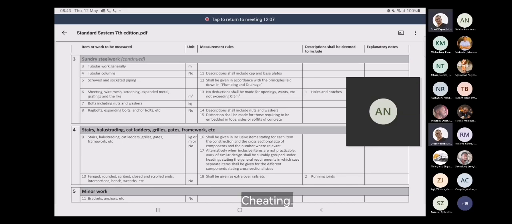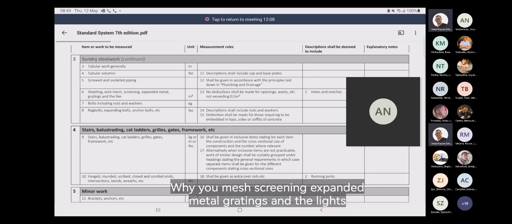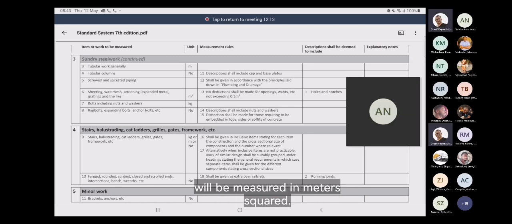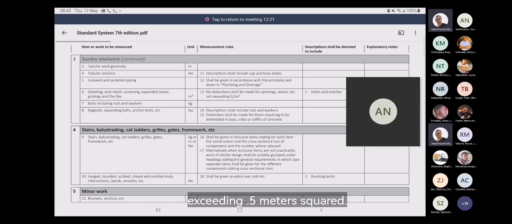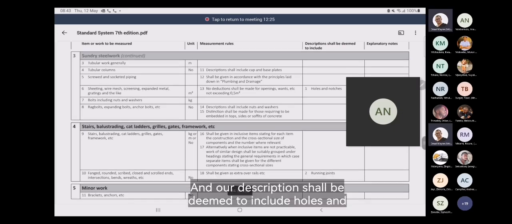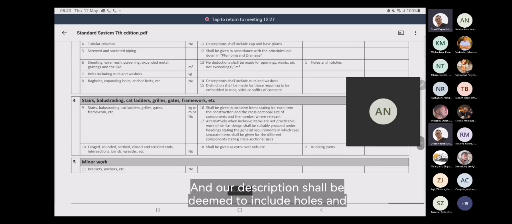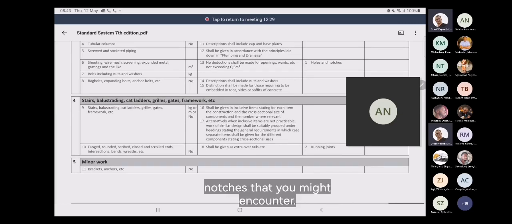Sheeting, wire mesh, screening, expanded metal, gratings and the like will be measured in meters squared. There'll be no deductions for any openings or the like not exceeding 0.5 meters squared. And our description shall be deemed to include holes and notches that we might encounter.